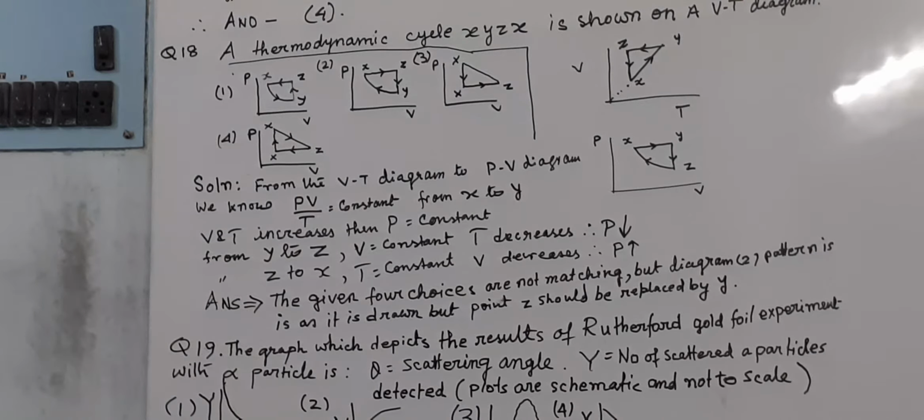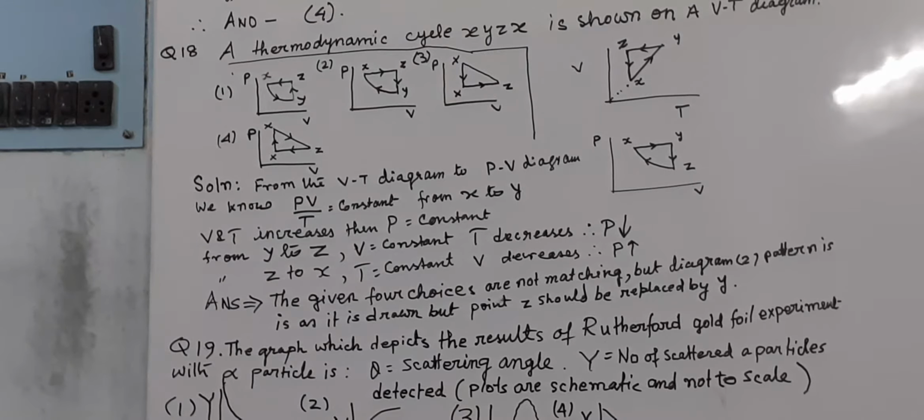And this diagram is not matching with the given 4 diagrams. Only in number 2, it is found that if Z and Y are interchanged in position, then it will match with this answer. Otherwise, this diagram will be the answer.